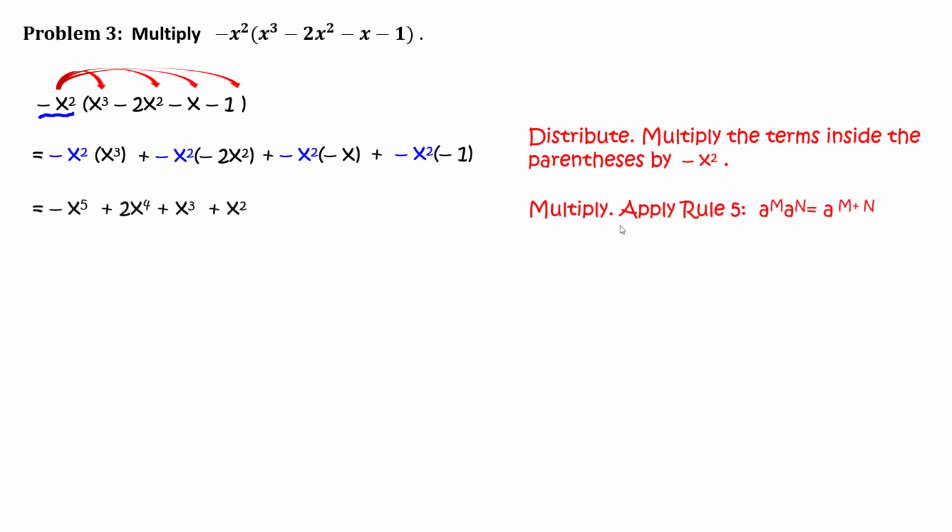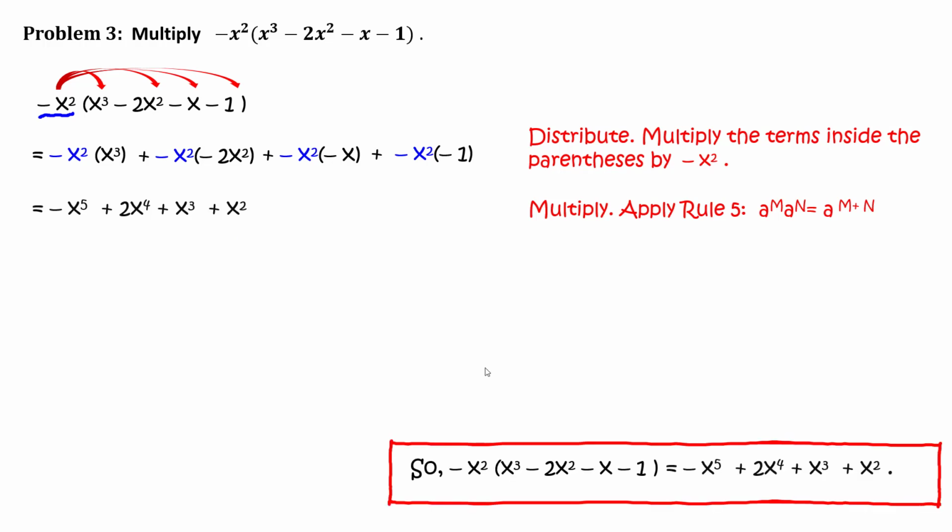In the next step, I'm going to multiply. Again, applying rule 5, which says if you're multiplying terms with the same base, you add the exponents and keep the base. So negative x squared times x to the third is going to be negative x to the fifth. Negative x squared times negative 2x squared is going to be positive 2x, and then 2 plus 2 is 4, 2x to the fourth. Negative x squared times negative x is going to be positive x to the third because there's an implied exponent of 1. And then negative x squared times negative 1 is going to be positive x squared.